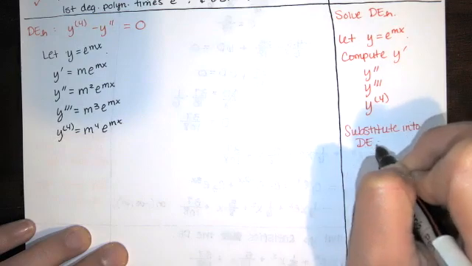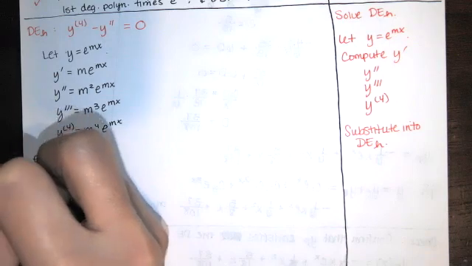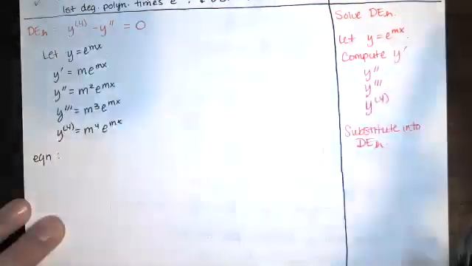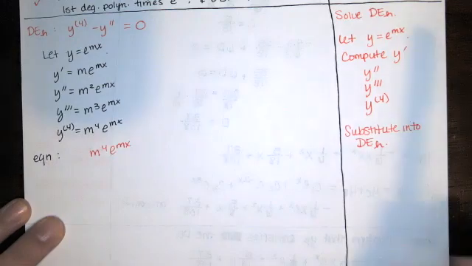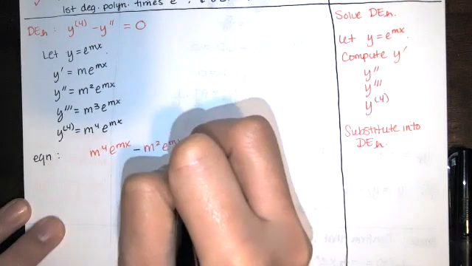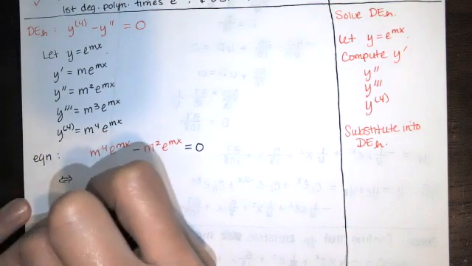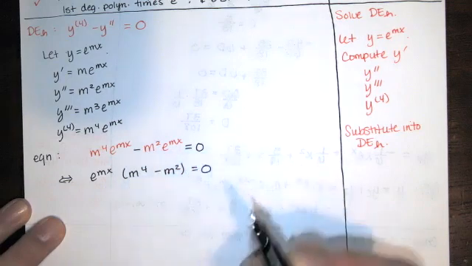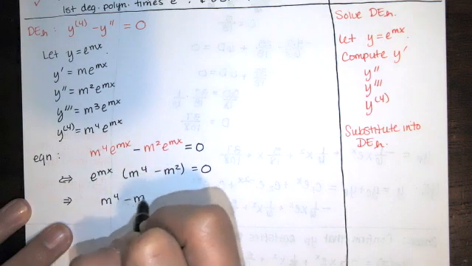And we're substituting into that homogeneous differential equation right now, this one. So after our substitution, this is EQN, an abbreviation for equation. The fourth derivative goes here. And then we're subtracting the second derivative. And we want that to equal 0. And that's equivalent to this. Factor out the e to the mx. And the e to the mx is never 0, so we get this characteristic equation.